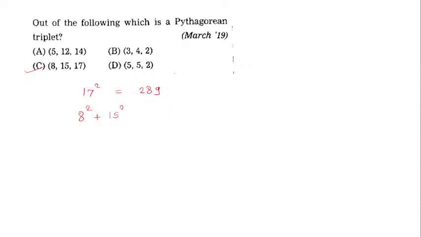So we have to make their squares and add them. 8 square plus 15 square. So 8 square is 64 plus 15 square is 225. So 64 plus 225, that's 289. So here we get the largest number's square equal to the sum of the squares of the remaining two sides. That's why this is a Pythagorean triplet, which is given at option C. And this is not the case for the remaining three, A, B and D. That's why A, B and D are not Pythagorean triplets. The only Pythagorean triplet is 8, 15 and 17. So option C is the correct answer for this question.